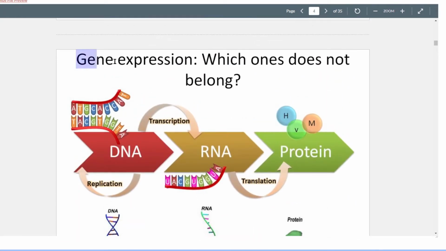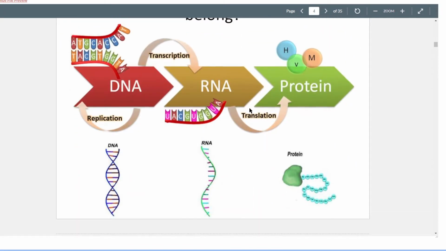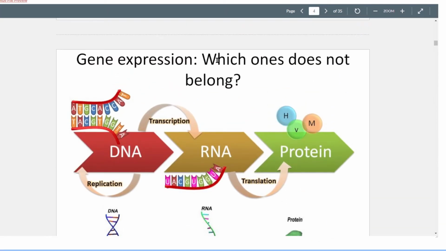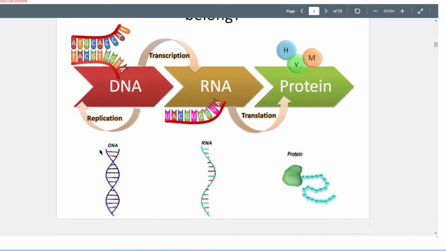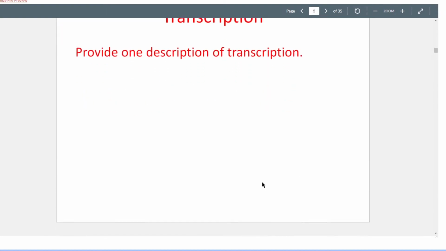So gene expression, which one does not belong? I think that's just a title, but we have DNA, then it turns into DNA. We replicate that all the time. Transcription, RNA will copy what's there, the message it's saying, and then we'll translate it into a protein. Provide one description of transcription.